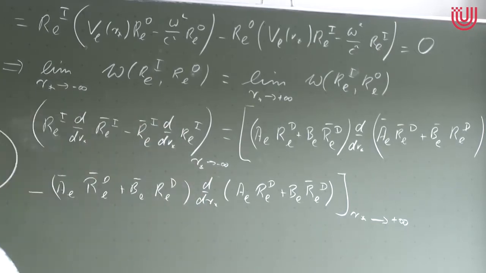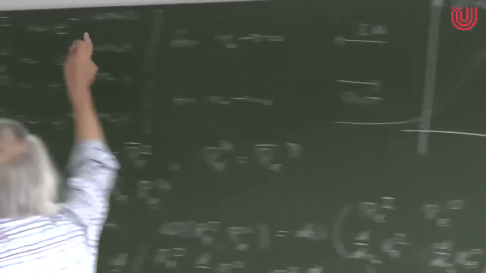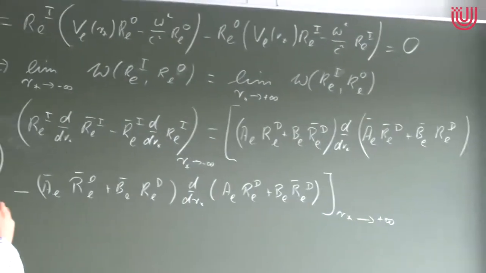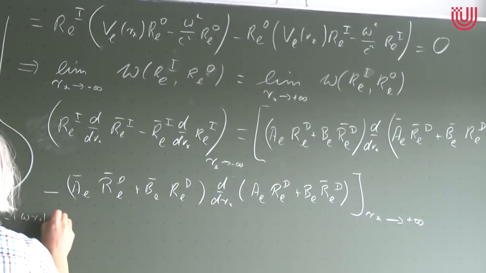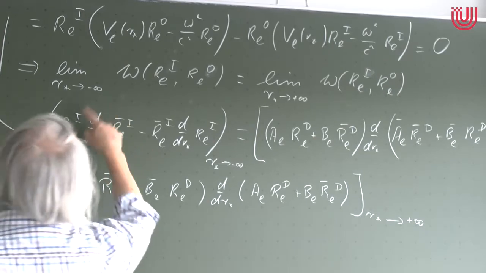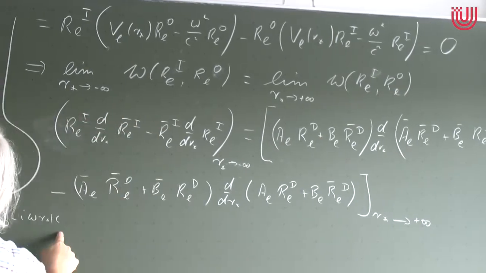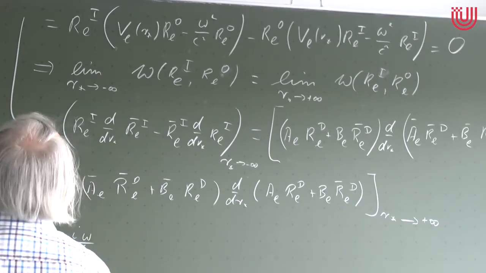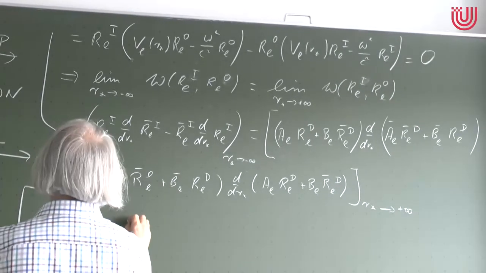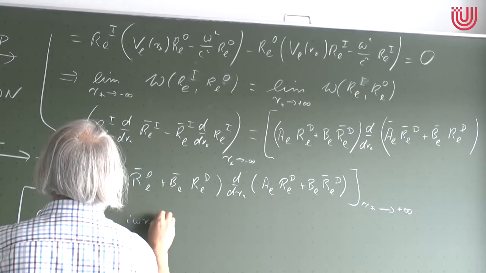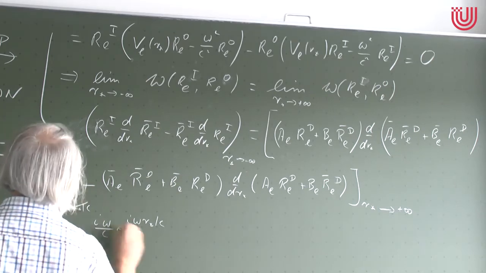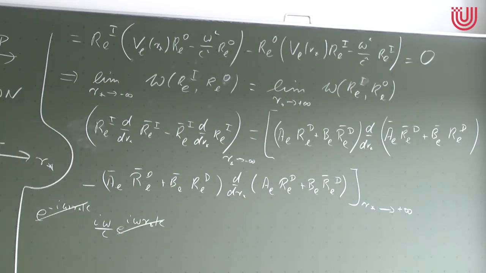So R_L^in is asymptotically e to the minus i omega r star over c. And if I take the derivative of the complex conjugate, I get i omega over c, and then e to the i omega r star over c. Okay? And because omega is real, these two terms cancel.